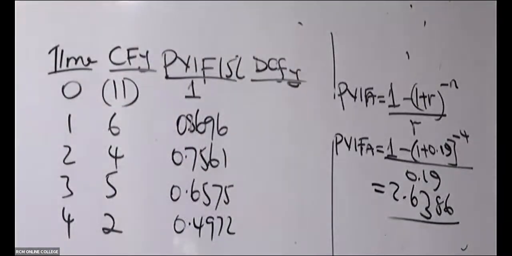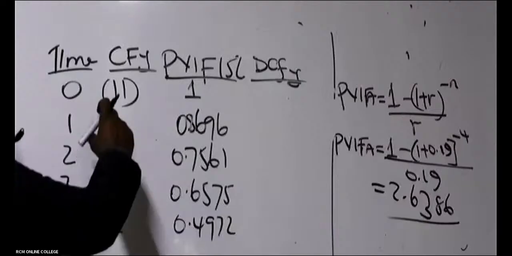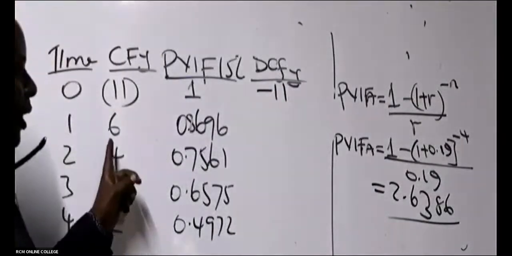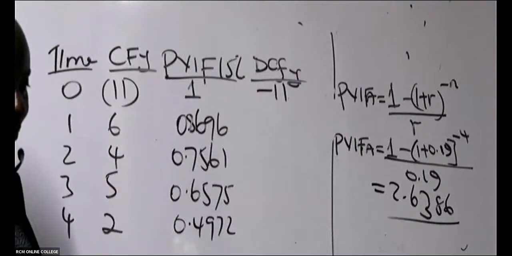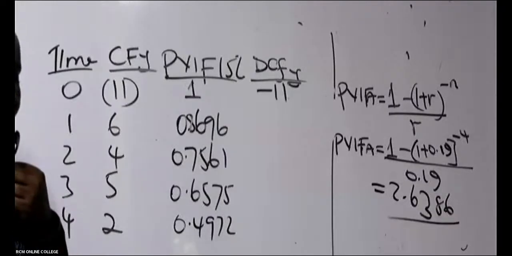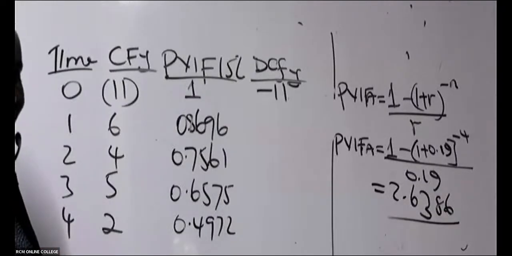Yeah. So give me the discounted cash flows of Y. So discounted cash flows of Y, what do we have? This will be negative 11. Please talk to me. Give me answers. Yeah, I will be able to give you better sound in a few minutes from now.